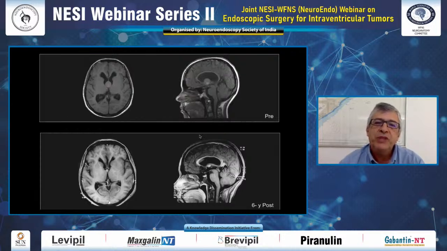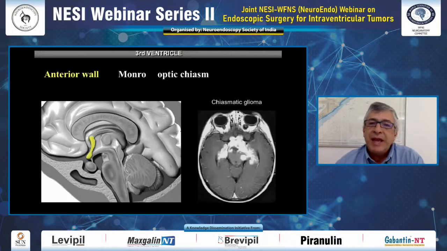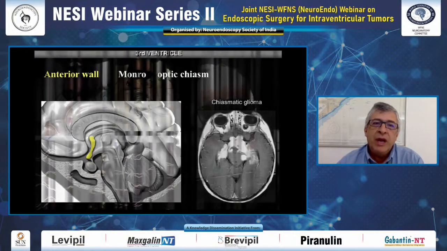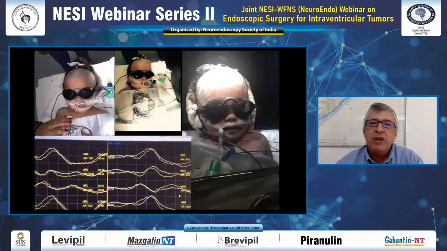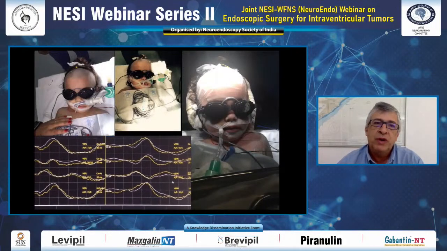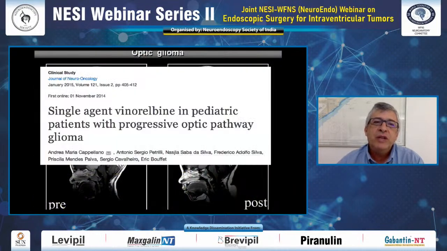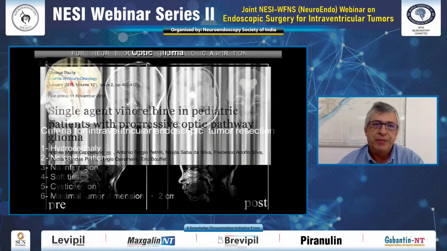Look, there is a small piece of the tumor not growing. It's possible to leave it inside. The anterior wall of the third ventricle is from the foramen of Monro to the optic chiasm. The most frequent example is the chiasmatic glioma. So using evoked potentials like that, you can remove a part of this tumor, as you can see here. You don't need to completely remove it. Then you can follow up with chemotherapy.